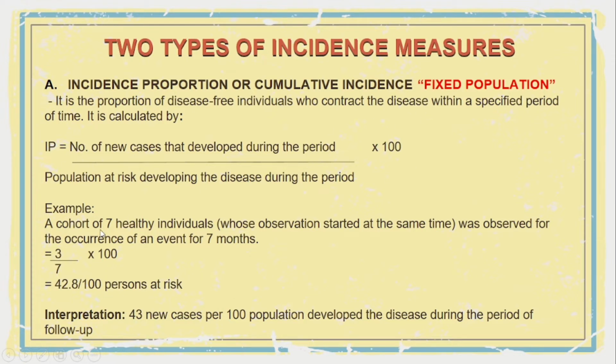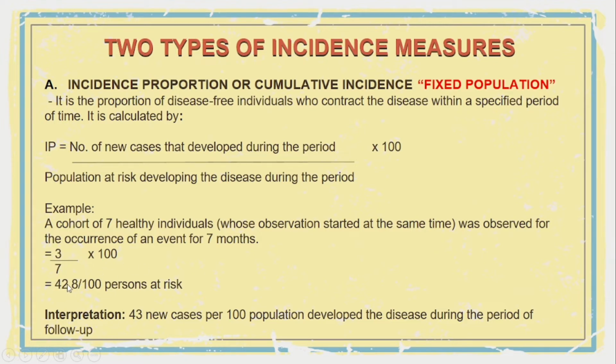So, for example, a cohort of 70 healthy individuals whose observation started at the same time was observed for the occurrence of an event for 7 months. And then, is equals to, I think there's something wrong with the formula, with the given. I'll check the given kasi, pero ang dapat na naka-input dito is 3 over 7 times 100.